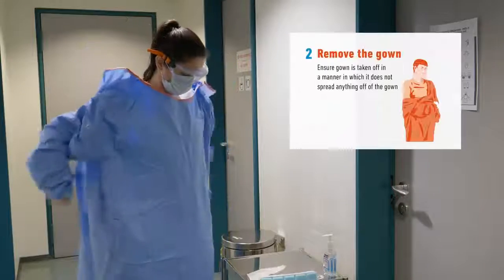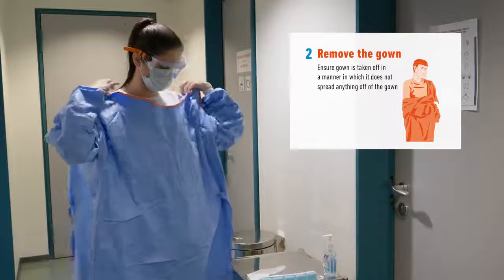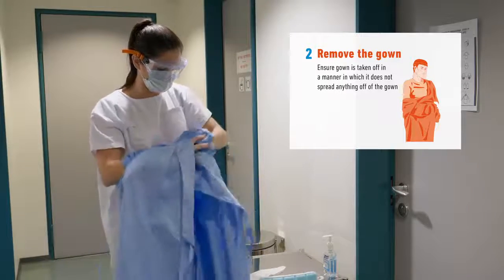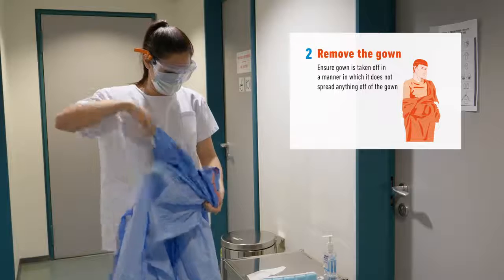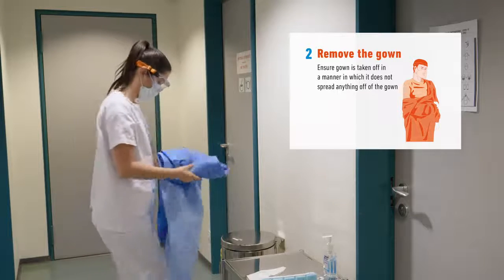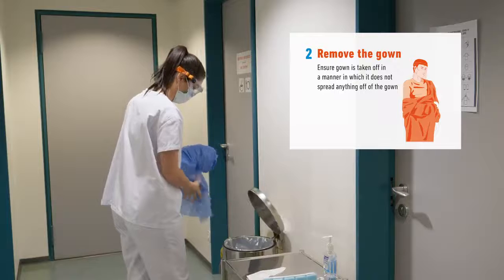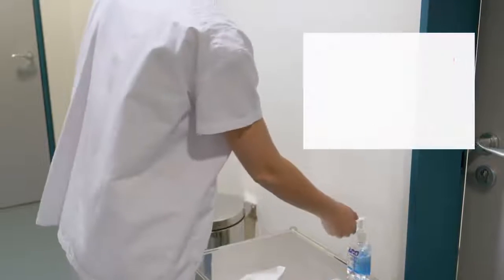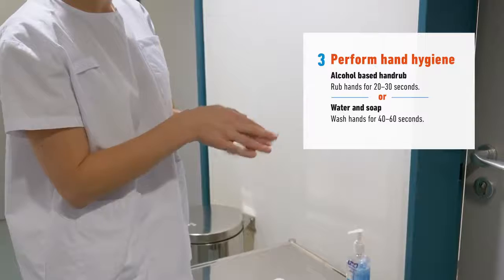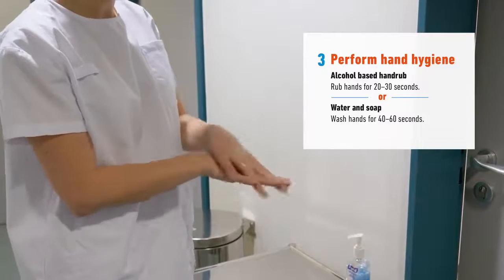Next, remove the gown by undoing the ties and ensure the gown is pulled away from the body, ensuring there is no contamination of your clothes or the environment. Turn the gown inside out and dispose of safely in the garbage or laundry hamper. Next, perform hand hygiene with alcohol-based hand rub for 20 seconds before touching your face to remove the eye protection.